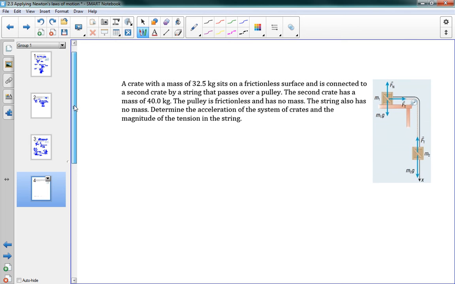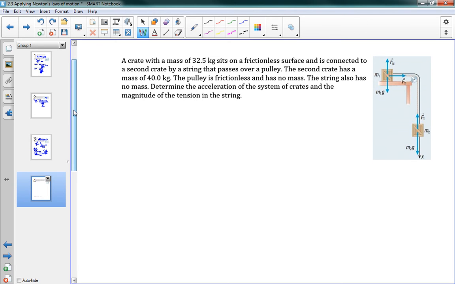Okay, we've got one more problem here, and I might leave some of this for you. Let's just get it set up maybe. So it says a crate with a mass of 32.5 kilograms sits on a frictionless surface and is connected to a second crate by a string that passes over a pulley. The second crate has a mass of 40 kilograms. The pulley is frictionless and has no mass, and the string also has no mass. In physics, we pretend things don't have mass. Determine the acceleration of the system of crates and the magnitude of the tension in the string.